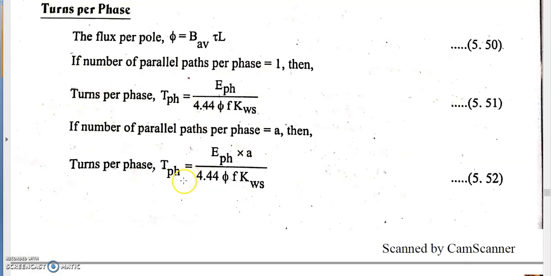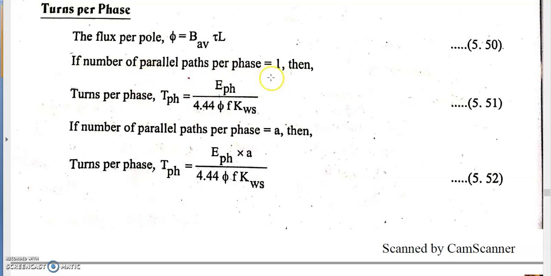So the total number of turns we are calculating from the EMF equation, and phi we will be calculating from the specific magnetic loading. B average is phi by pi D L. Okay, so that is written in terms of tau. The tau is pi D by P. So that B average is phi divided by this pi D L. Okay, so this is also similar to that of induction machine.